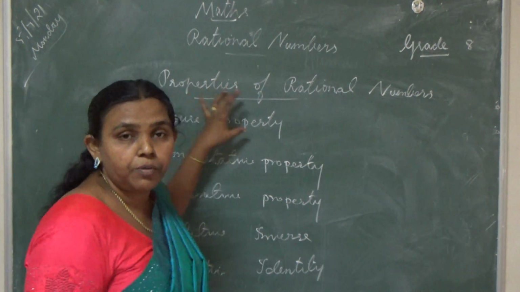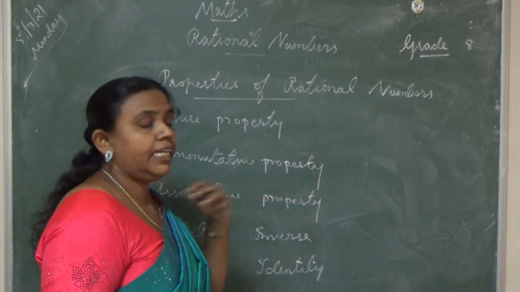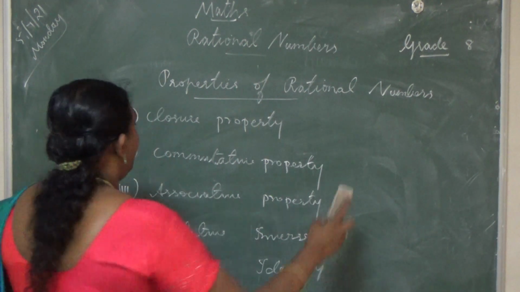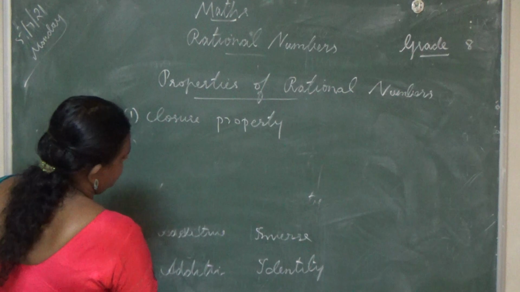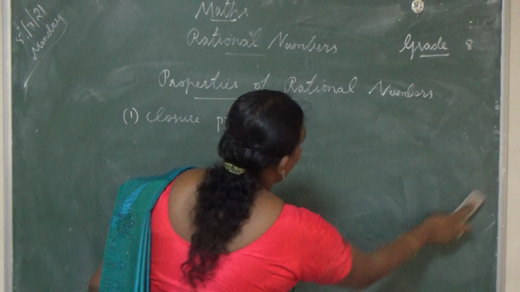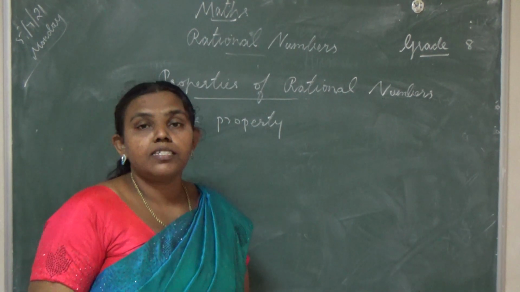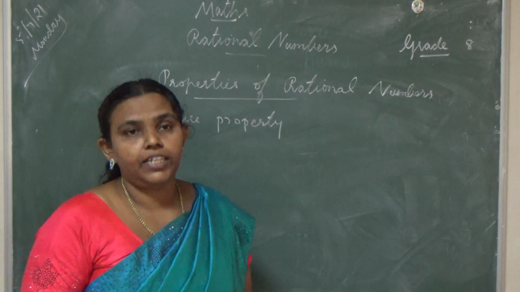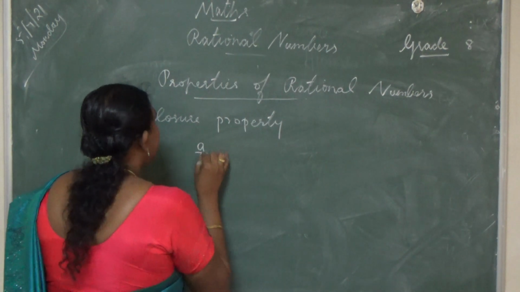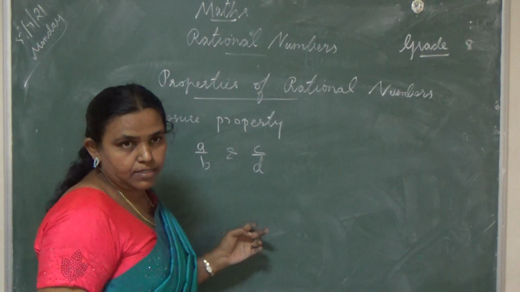What are they? Closure property, commutative property, associative property, additive inverse, additive identity. Okay. This first property we will learn. What is closure property? Closure property: rational numbers are closed under addition. For that we have to take 2 rational numbers. If A by B and C by D are 2 rational numbers.